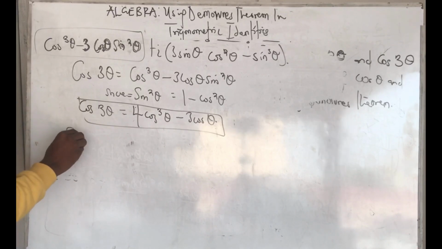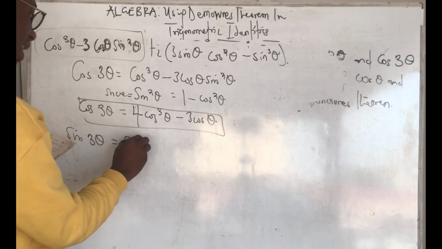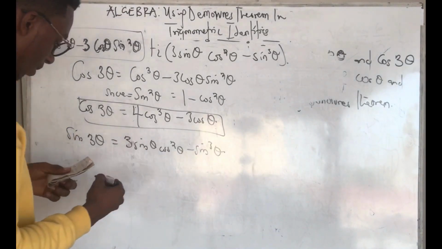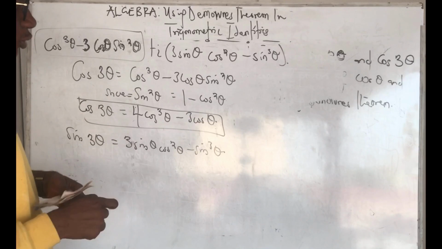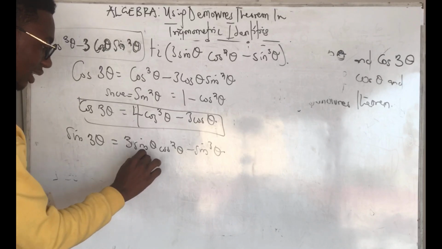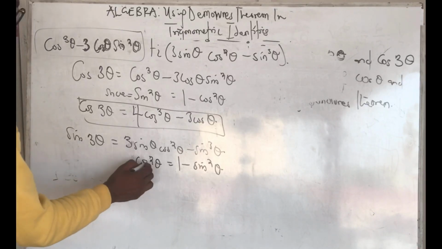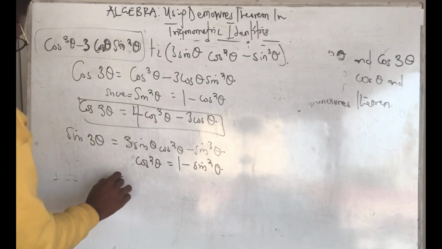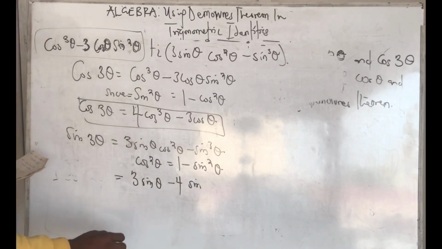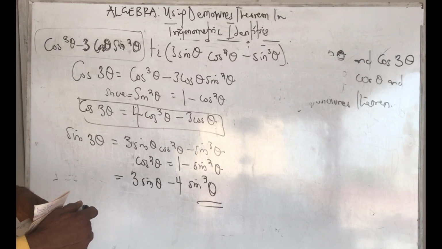So we are done with that one. Now I want to express sine 3 theta too. And sine 3 theta was the imaginary part, which you got as 3 sine theta cos square theta minus sine cube theta. Now this one we can also decide to expand. Cos square theta is the same as 1 minus what? Sine square theta. So when you put 1 minus sine square theta into this equation, you'll be getting 3 sine theta minus 4 sine cube theta. And that is the expression.